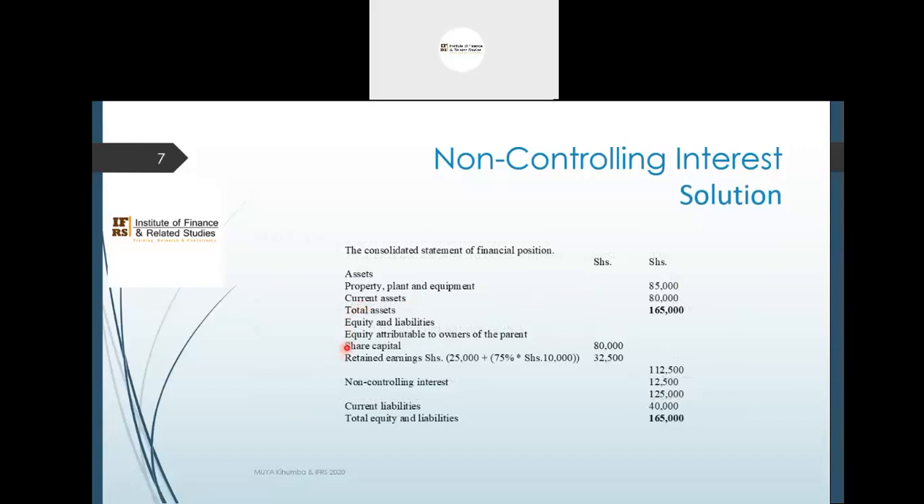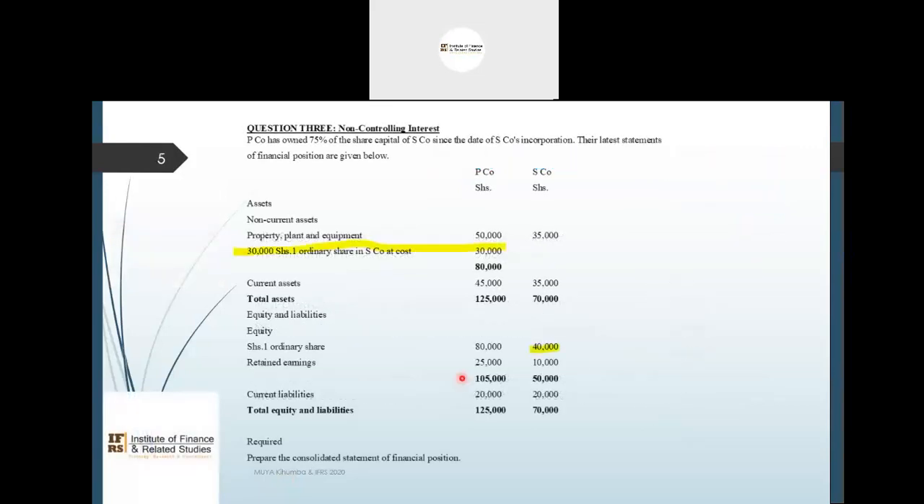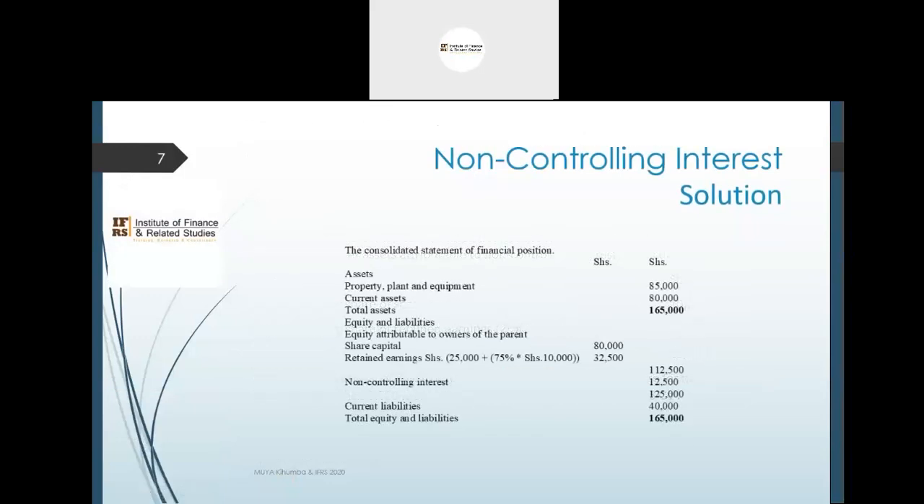The key thing that you need to notice is that the investment in S is cancelled out, and we only show the share capital of the parent. The retained earnings will be what is owned by the parent, let me take you a little bit back to the question, plus 75% of the retained earnings of the subsidiary. And that's what is giving us that figure.